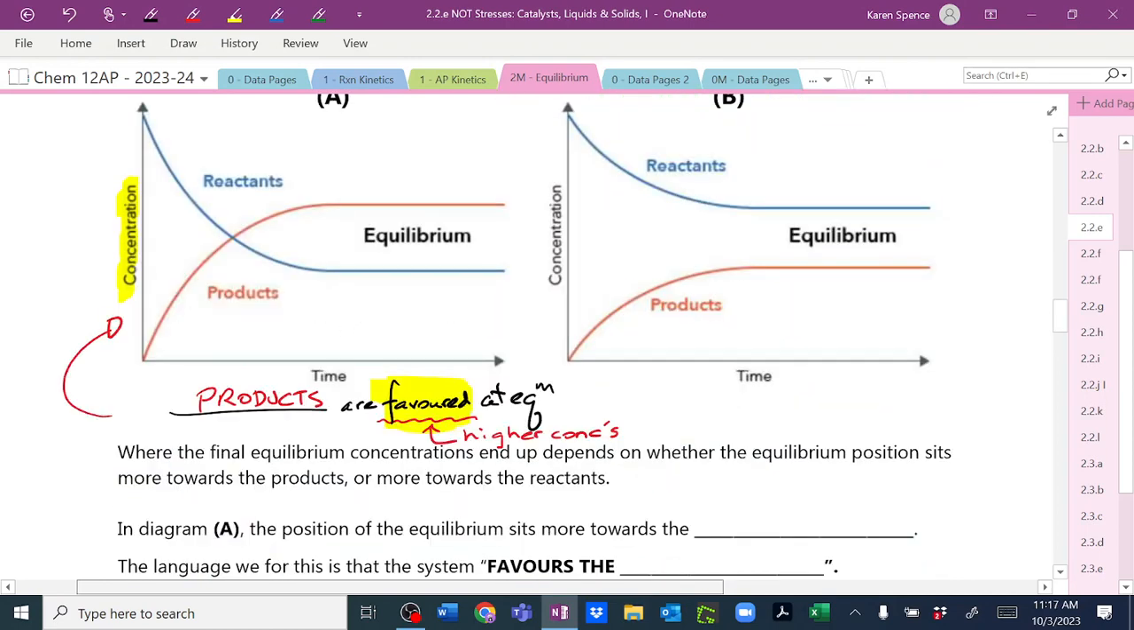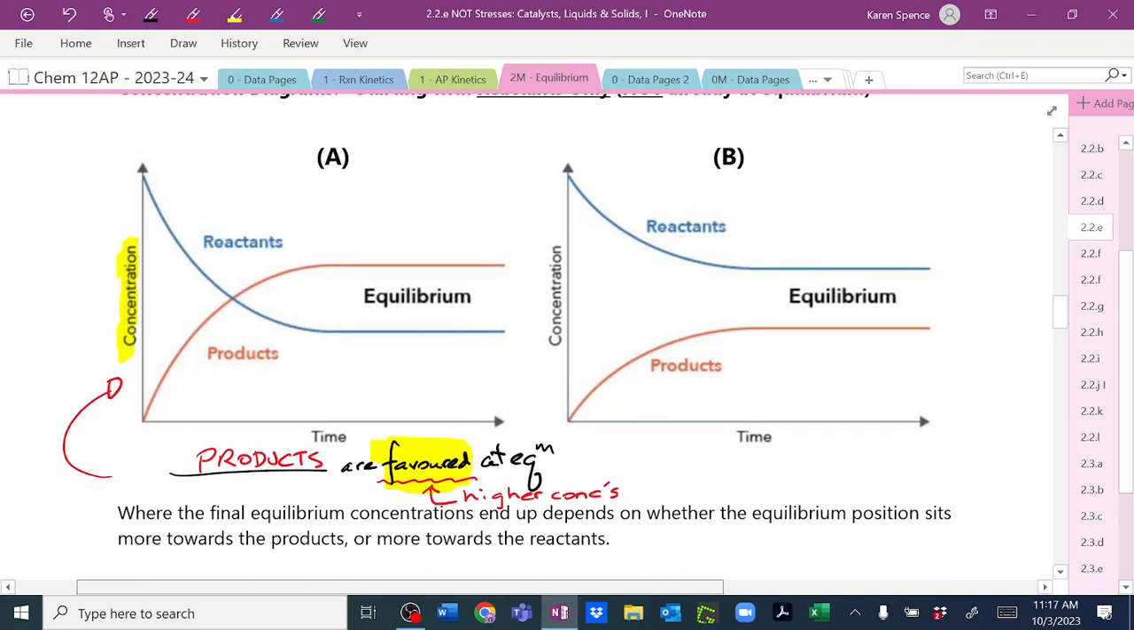Before we go on, if products are favored at equilibrium, do you remember we had something called a K? It was a K EQ, for equilibrium, and it is the ratio of the concentration of the products over the concentration of the reactants.